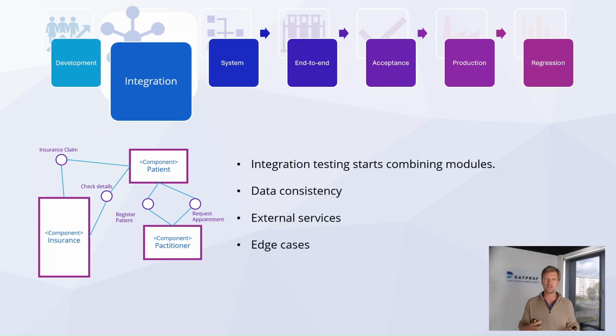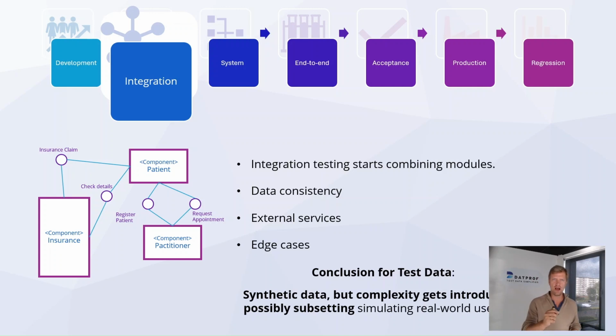We combine the system modules and test interactions between these modules. In this phase, it is crucial that the test data can accurately simulate these interactions. So the test data needs to be representative of how the different components would interact in a real system. In this example, let's say in the insurance industry, you might want to test how a patient and a healthcare provider are linked in the system. Here, the test data should ensure that these interactions are simulated as realistically as possible.